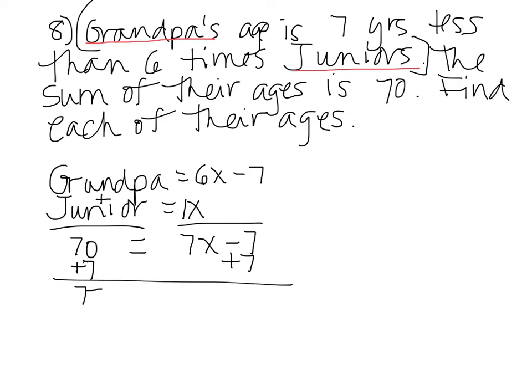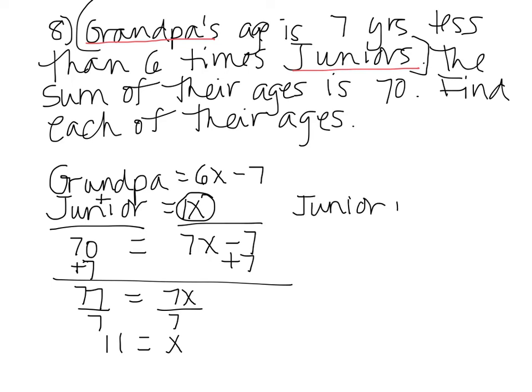And I find that 77 is 7x, and x is 11. Now you might say, what did I find? And some kids always say x. But remember, we said x was going to represent Junior. So what I've found is that Junior is 11.